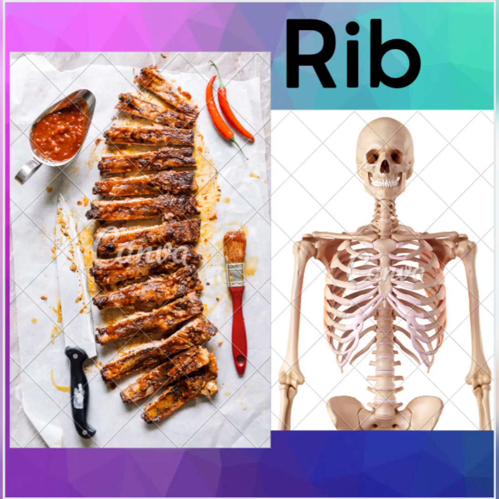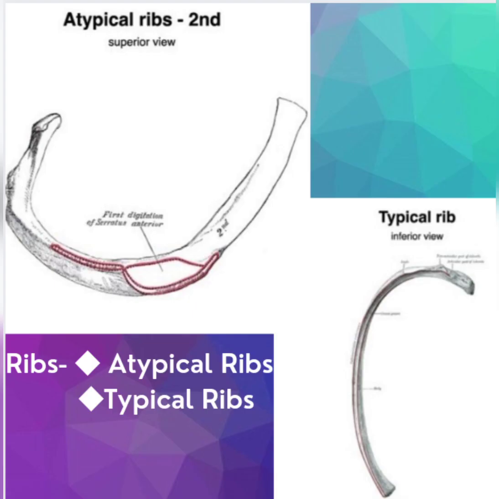Rib. The ribs are a set of 12 paired bones which form the protective cage of the thorax. There are two classifications of the ribs: atypical ribs and typical ribs. Atypical ribs, ribs 1, 2, 10, 11, and 12, can be described as atypical. They have features that are not common to all the ribs. Typical ribs. A typical rib consists of a head, neck, and body.